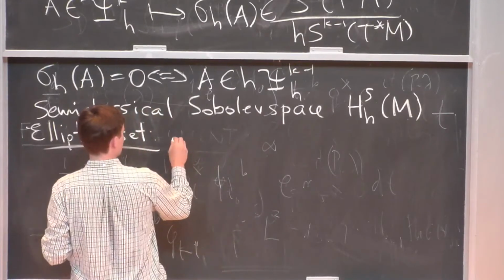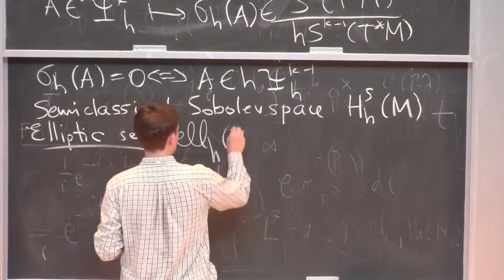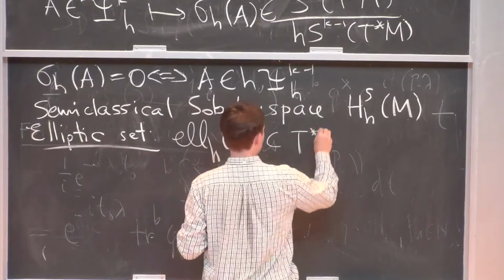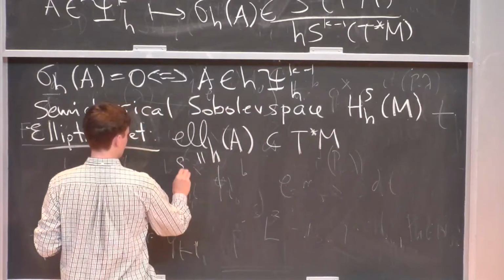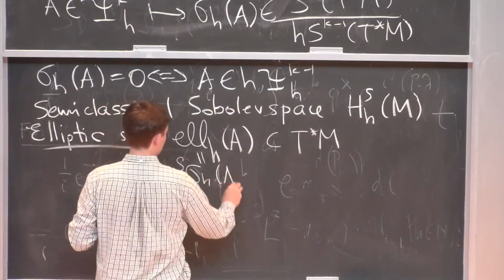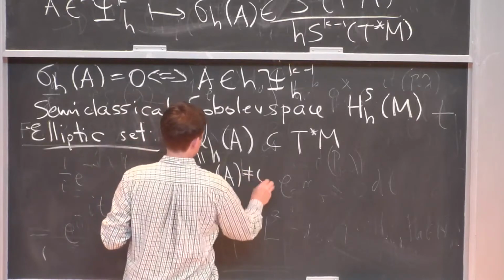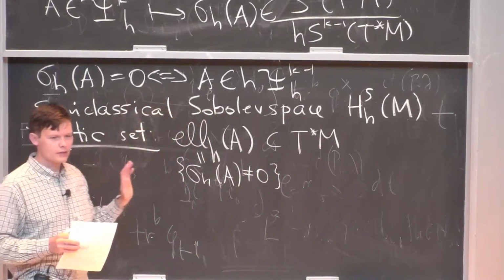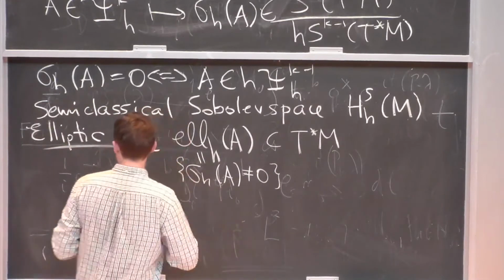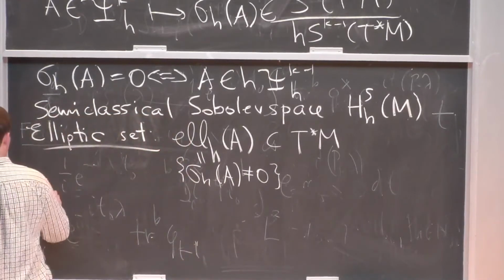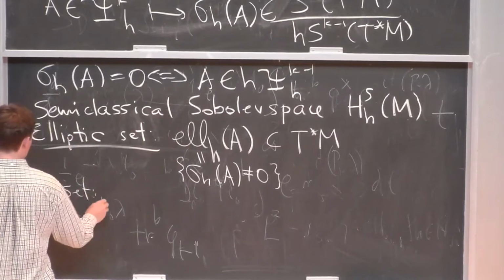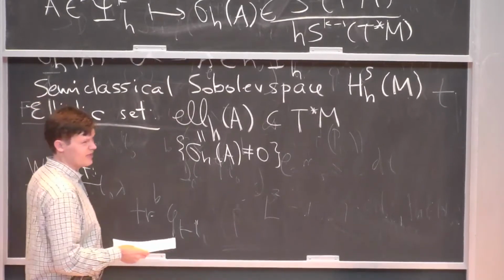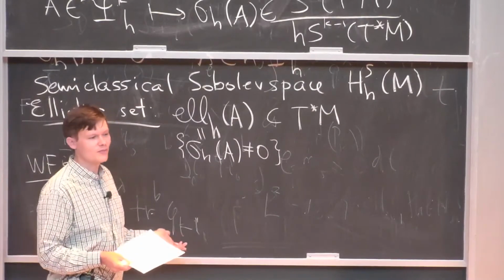Elliptic set. I'll denote it ell_h(A), and that's inside T*M. That's the places where the semi-classical principal symbol is non-zero, in a certain uniform way with quotient classes and so on. And there is the wavefront set, which I will denote without the prime. This is the one that Andras Vasy called wavefront set prime. But really, it's neither wavefront set nor wavefront set prime.